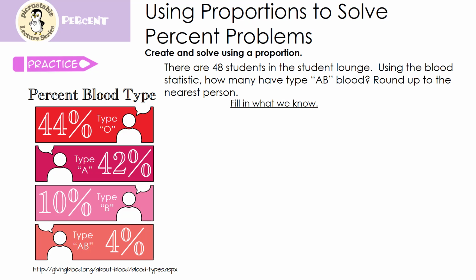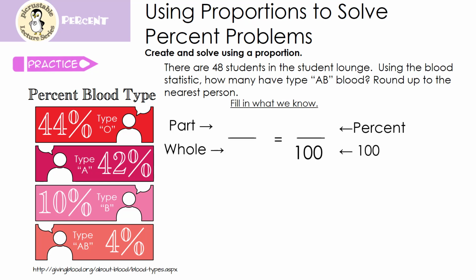Well, let's fill in what we know first. And here's our formula. It's super important to memorize the formula. Well, we know there are 48 students in the lounge. And according to the statistic, 4% have AB blood. We want to figure out how many out of the 48 students have AB blood. So we're going to put a B in the part.